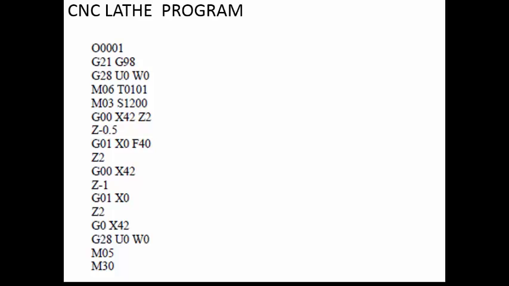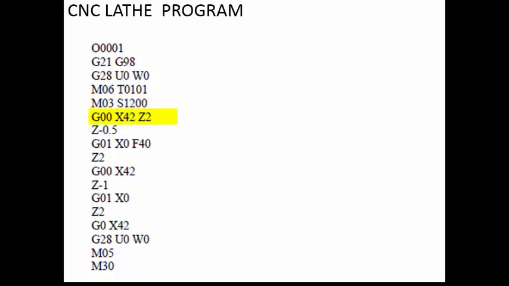So a typical lathe program will look something like this. Here we have not used any coolant or other additional features. This is just a basic CNC lathe program. Now you can see there are multiple lines in the CNC program. Each line is called a block.